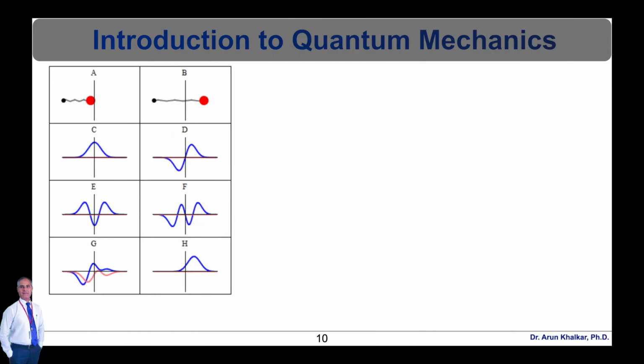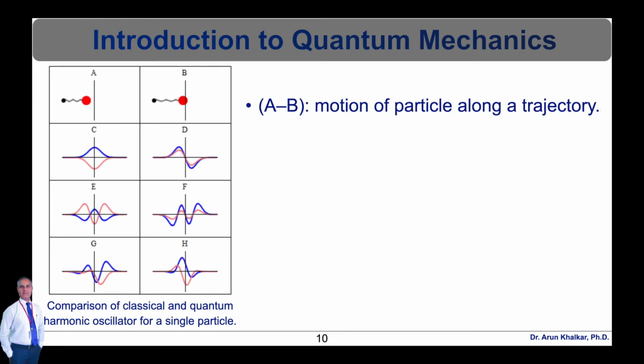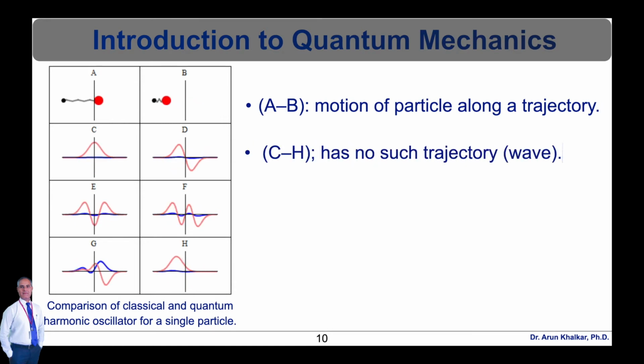The comparison of classical and quantum harmonic oscillator concepts of a single spinless particle is shown in this diagram. The two processes differ greatly. In this animated diagram, the classical process from A to B is represented as the motion of a particle along a trajectory. The quantum process from diagram C to H has no such trajectory. Rather, it is represented as a wave.